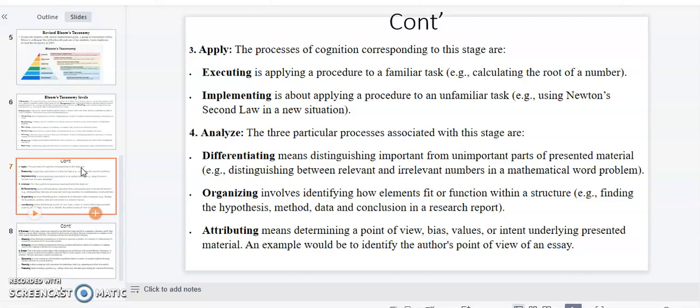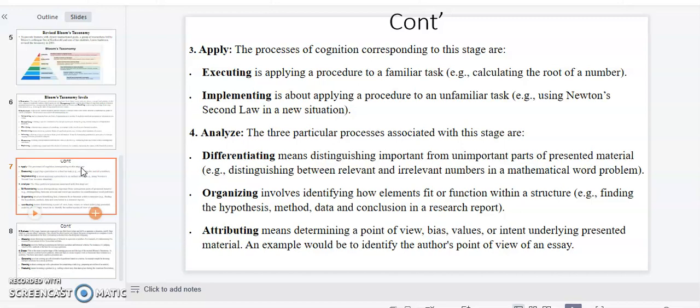Number four is analyze. The three particular processes associated with this stage are: differentiating. Differentiating means distinguishing important from unimportant parts of presented material. For example, distinguishing between relevant and irrelevant numbers in a mathematical word problem.